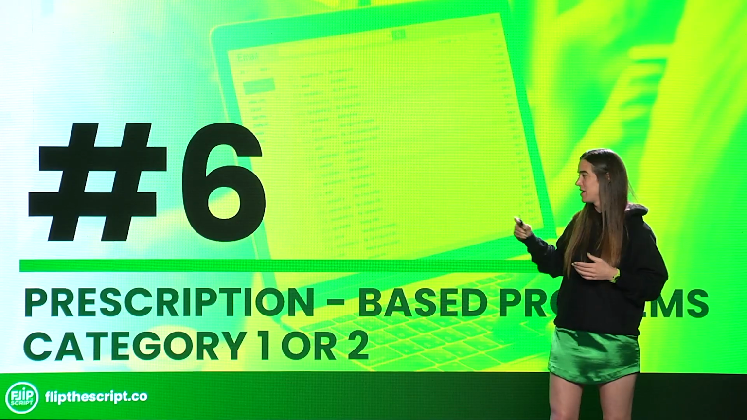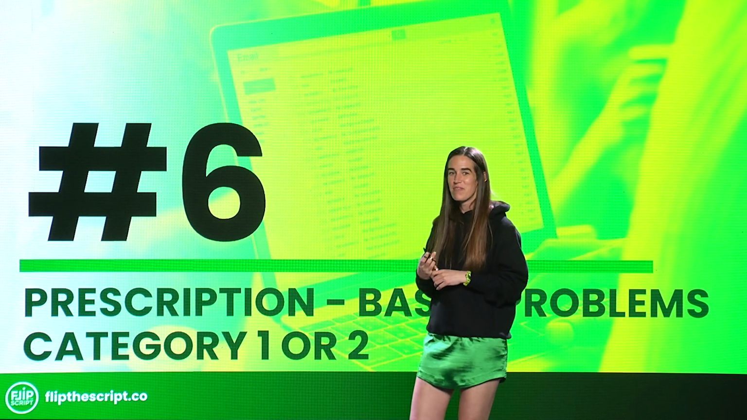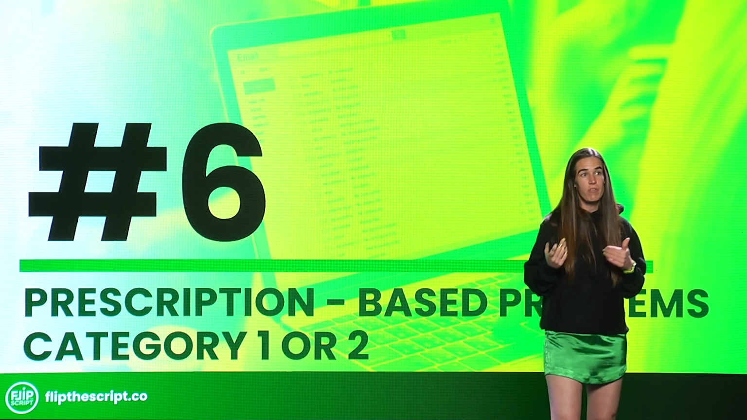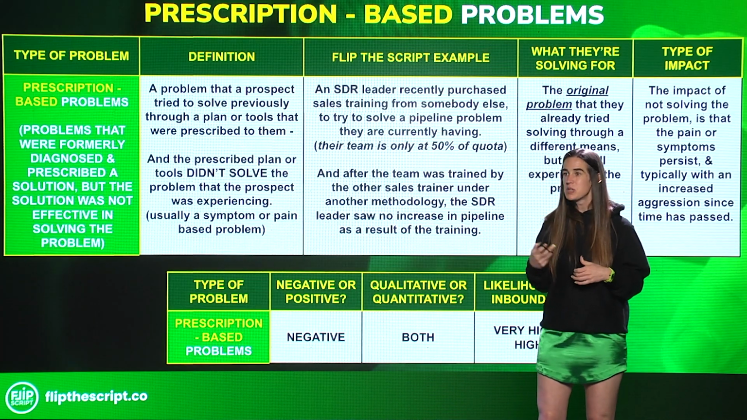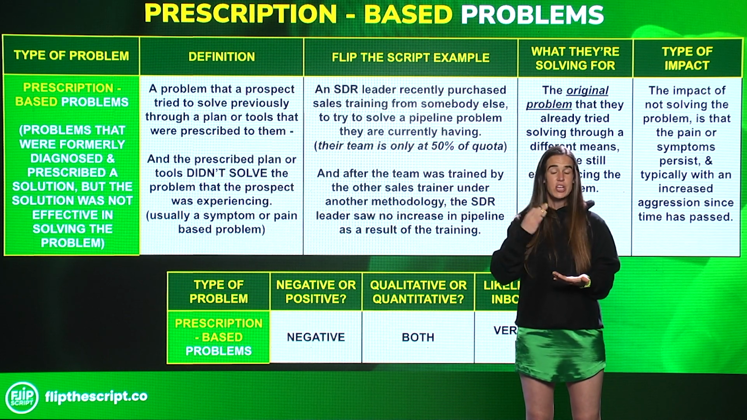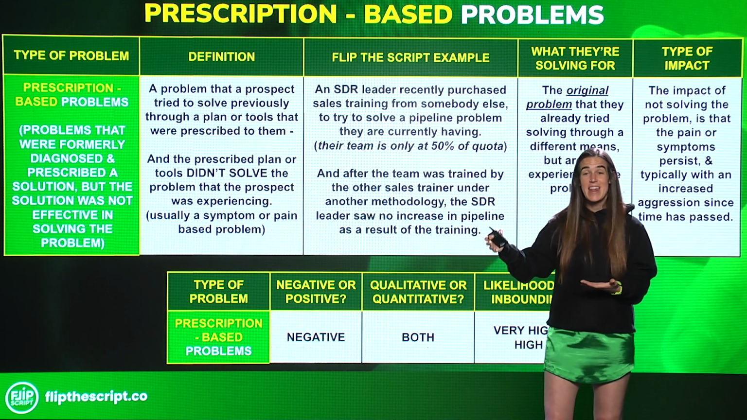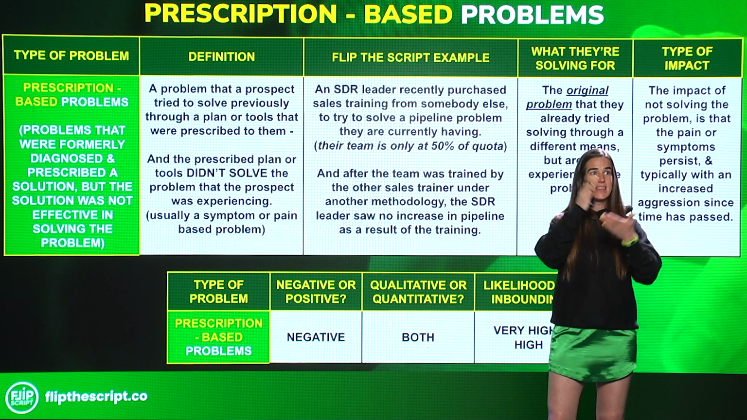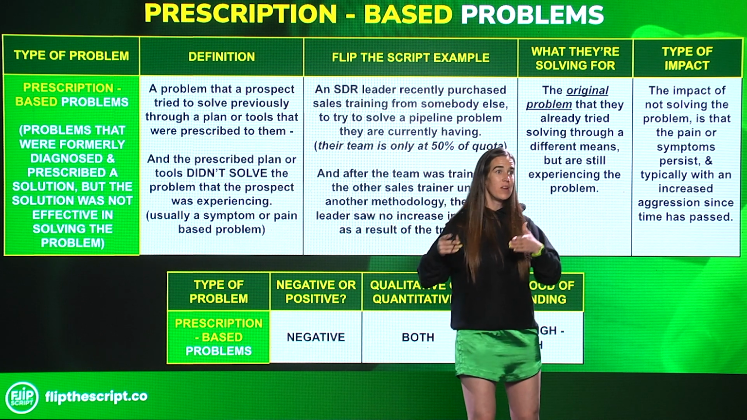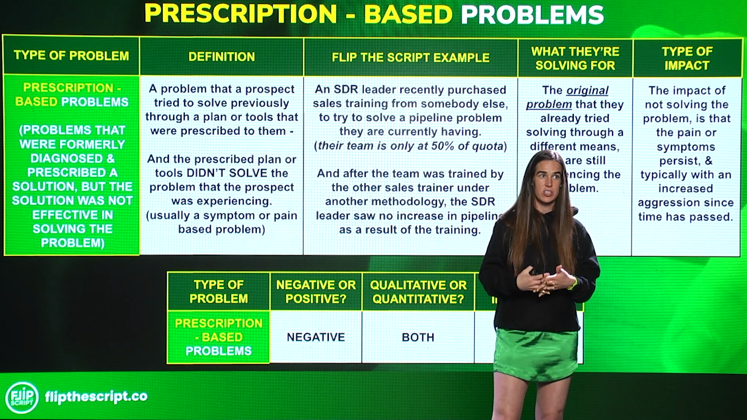This is a prescription-based problem. It's kind of a fun niche problem. I don't know if problems can be fun, but it's category 1 or 2, meaning this is either a current or future negative problem. And a prescription problem is essentially a problem that the person knew that they had, tried to solve for with somebody or something else. That didn't work, and so now they're back at the initial problem because the prescription did not suffice, or the original person identified the problem incorrectly that they needed to solve for.